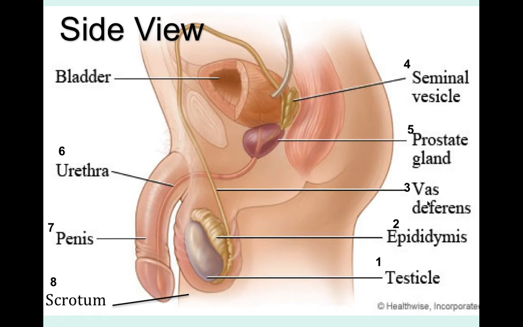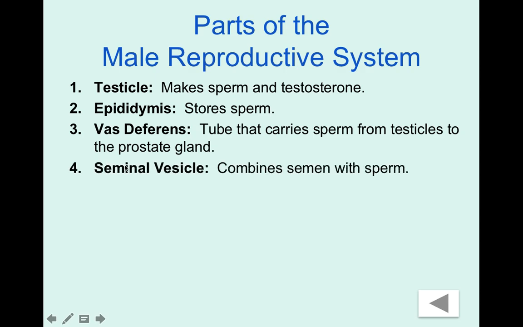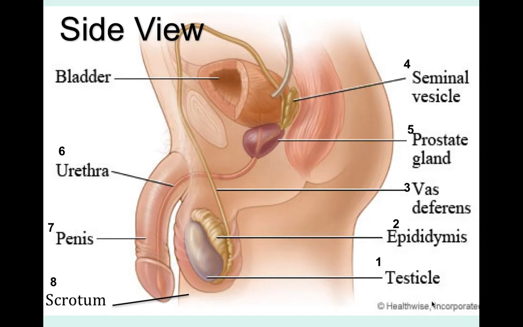That's going to bring us to the vas deferens and the prostate gland. So the vas deferens, like I said, is that tube that carries the sperm from the testicles to the prostate gland. The seminal vesicle is where those sperm cells are going to get combined with the semen, and that semen is produced in the prostate gland. So you've got the vas deferens carrying the sperm, the prostate gland making the semen, and the seminal vesicle mixing the two together. So let's go back to the picture.